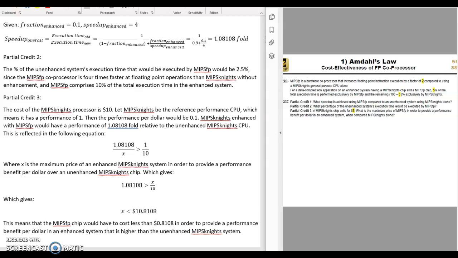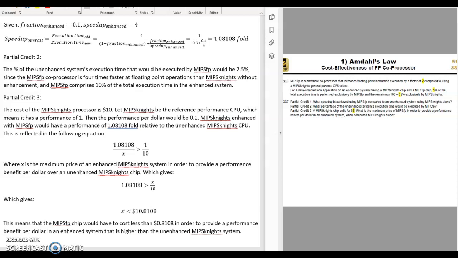So the third question asks, or the third part of the question rather, asks, a MIPS NICE chip sells for $5, which again, in my case, is going to be $10. What is the maximum price of MIPS FP in order to provide a performance benefit per dollar in an enhanced system when compared to MIPS NICE alone?